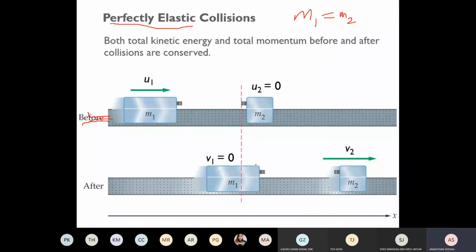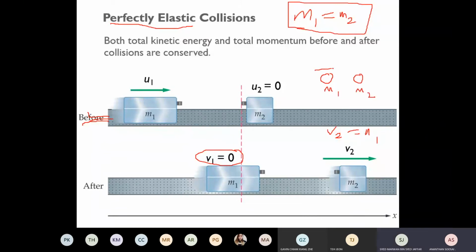So when the first one comes exactly in rest, the second one moves forward with this velocity. In this case, V2 is the same as U1. This only happens when M1 is the same as M2, like a snooker ball or playing pool, where the two balls have the same mass, M1 and M2.